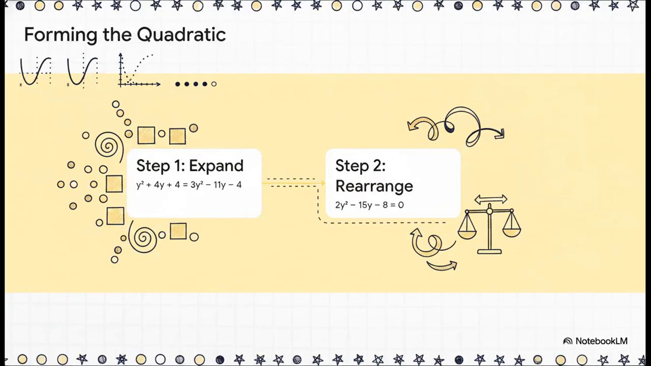Okay, next up, we expand those brackets. On the left, y plus 2 all squared gives us y squared plus 4y plus 4. On the right, we get 3y squared minus 11y minus 4. Now to solve this, we need to get everything onto one side to make it equal to 0. This gives us our quadratic equation, 2y squared minus 15y minus 8 equals 0.